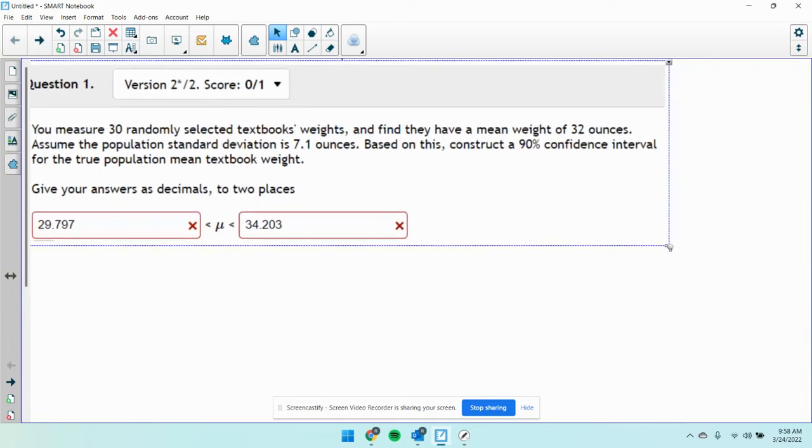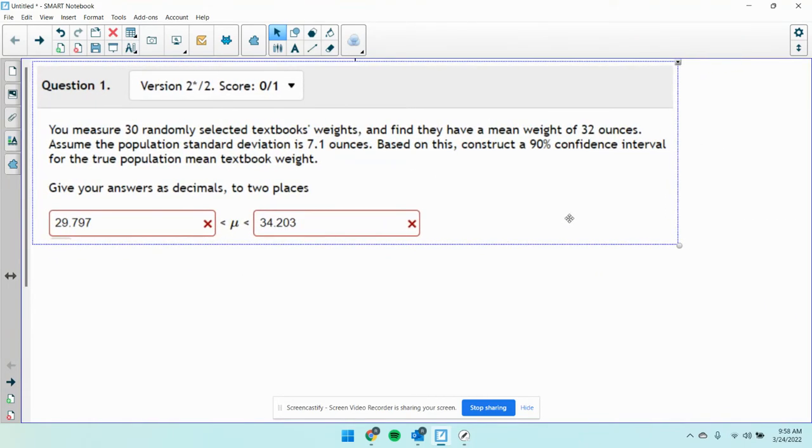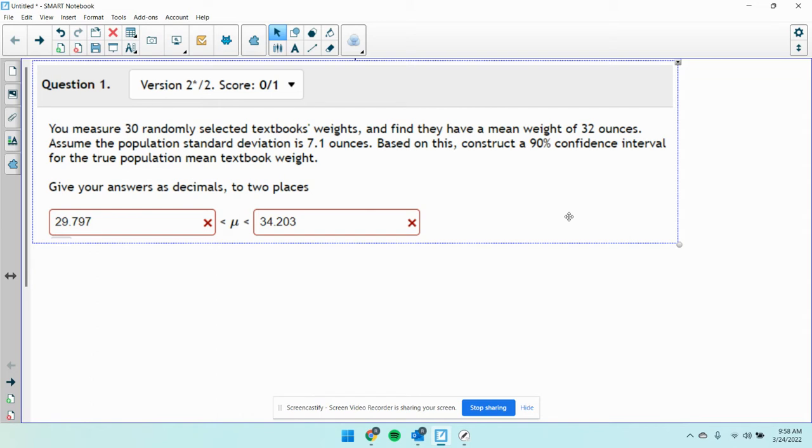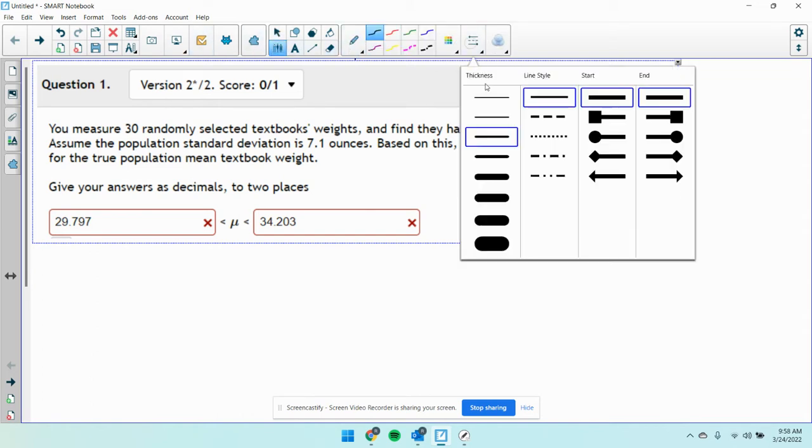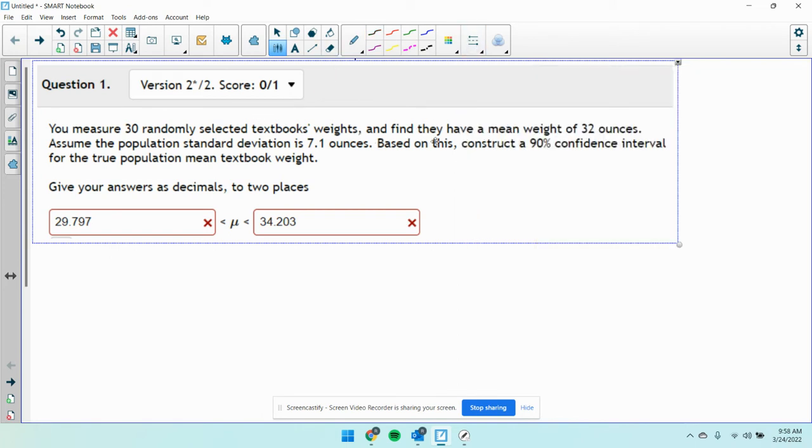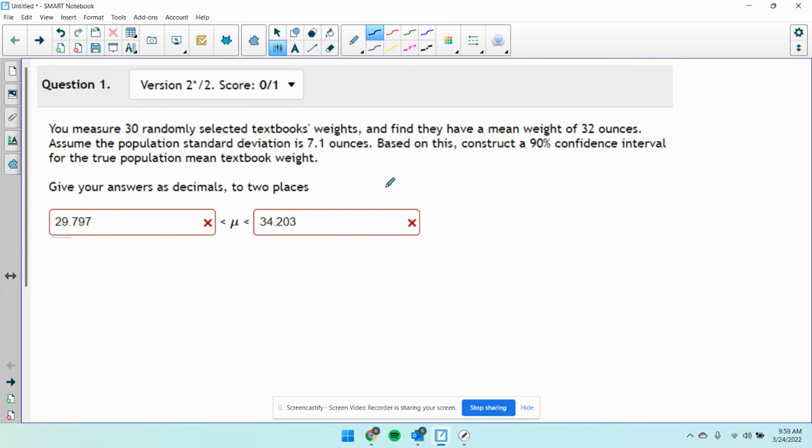All right, so this says you measure 30 randomly selected textbooks' weights and find they have a mean weight of 32 ounces, and assume the population standard deviation is 7.1. Based on this, construct a 90% confidence interval for the true population mean weight. So we know sigma. So when we do this, this is going to be a z interval.